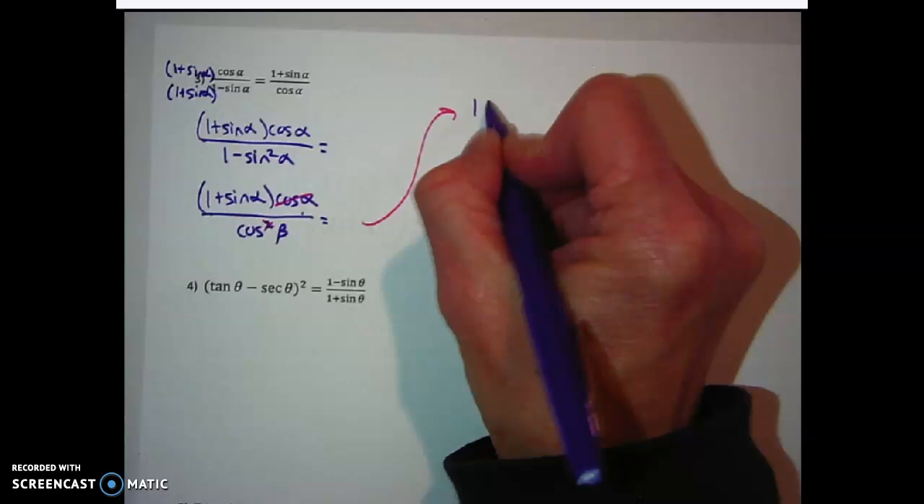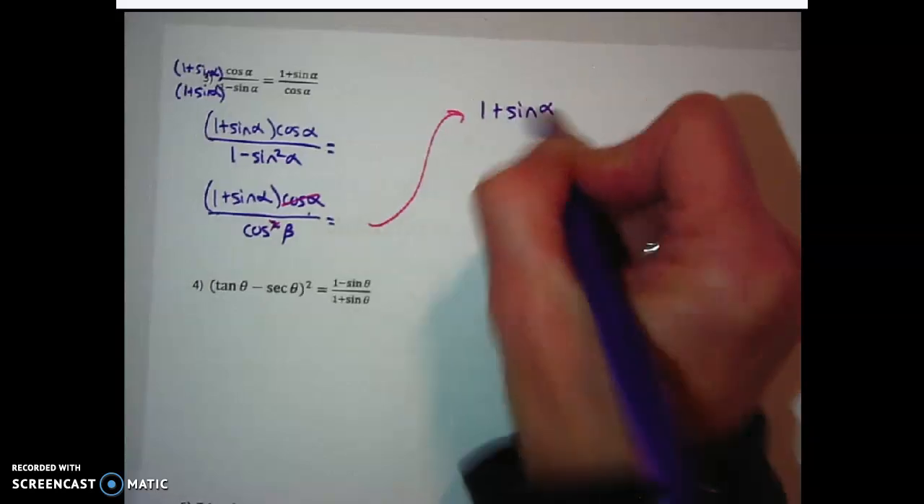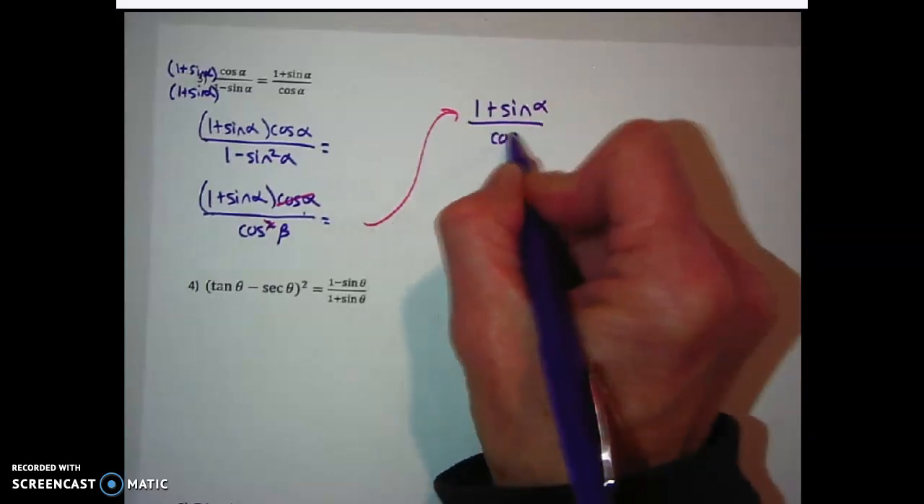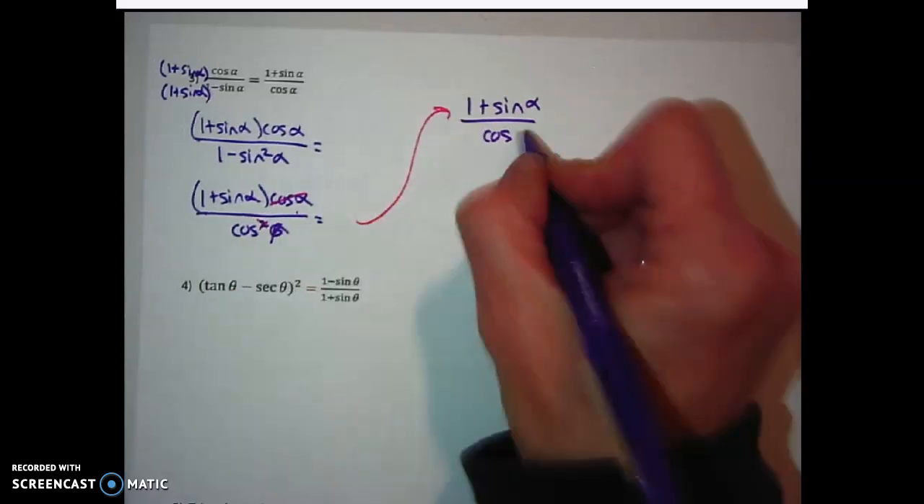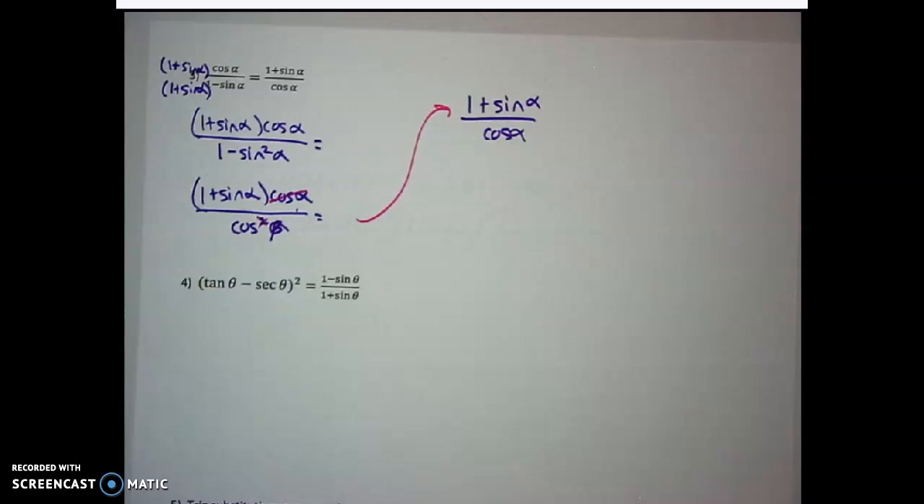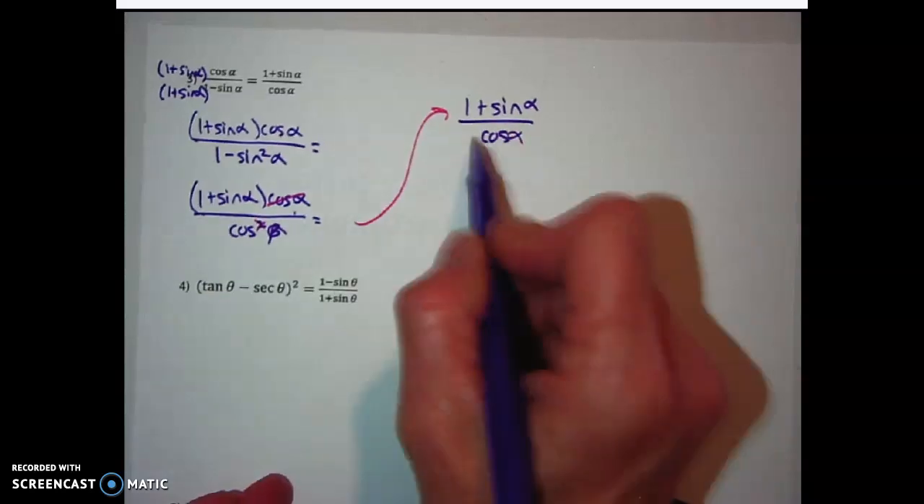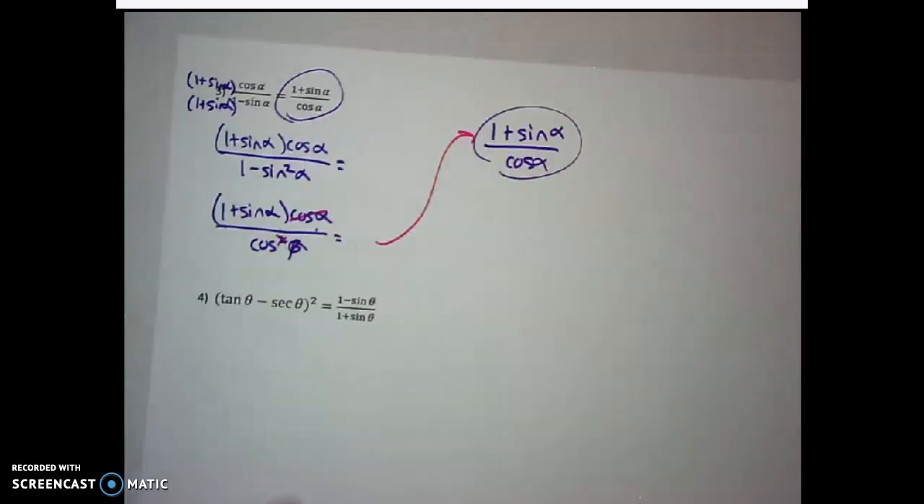And I'm going to have 1 plus the sine of alpha over the cosine. Whoops, somehow I changed my alphas and my betas. That should be an alpha. 1 plus the sine of alpha over the cosine of alpha. And again, that's what I needed to get.